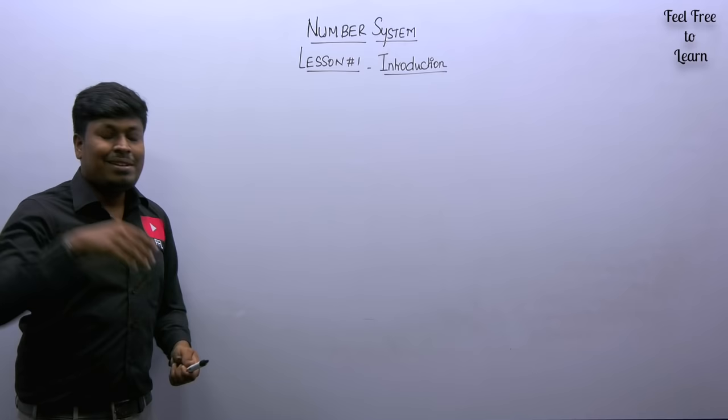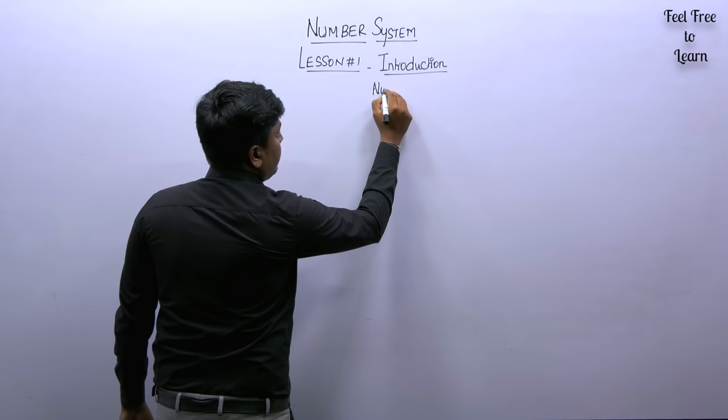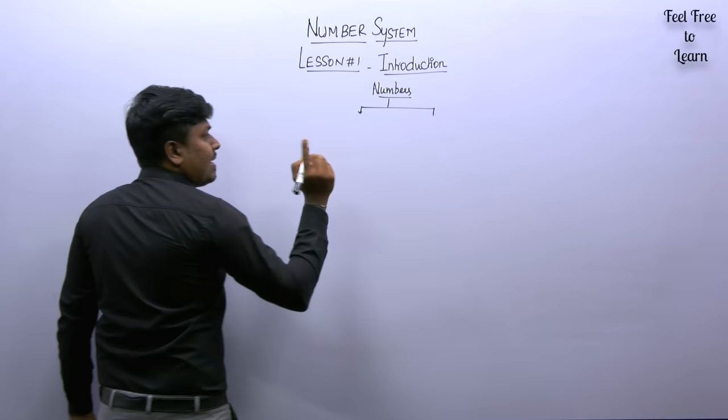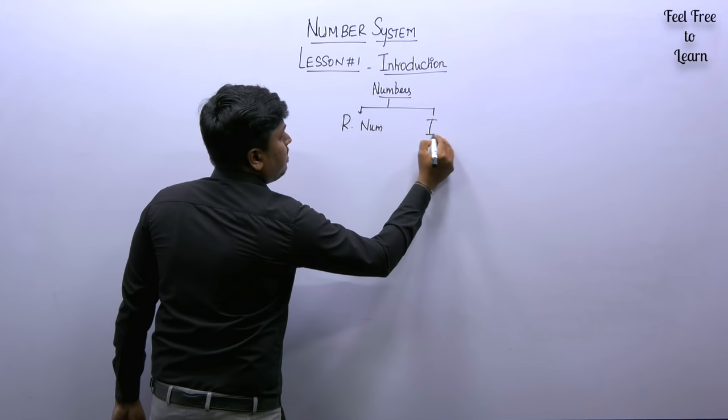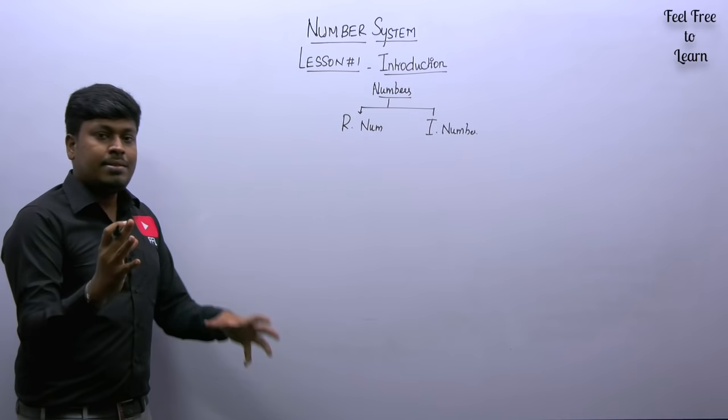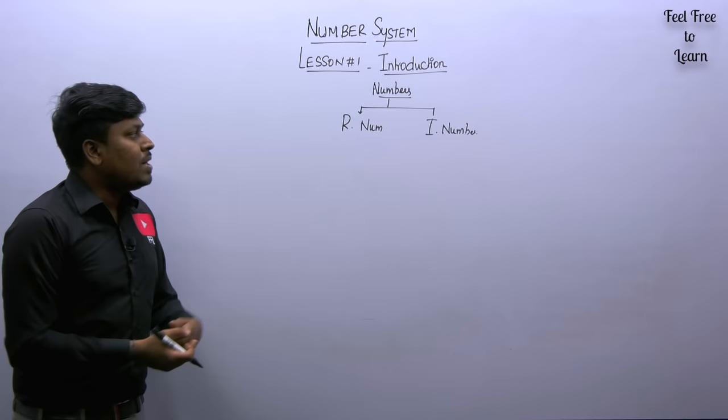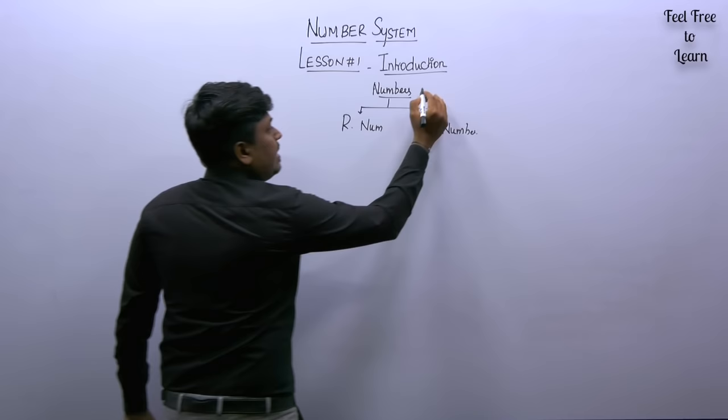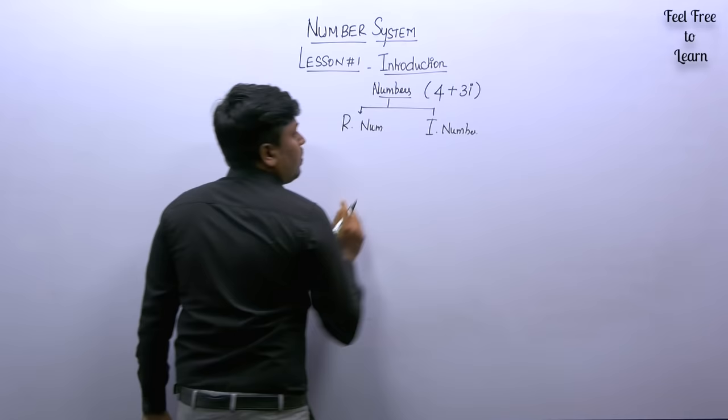It is easy. First, let me take numbers. Numbers are basically separated into two categories. Category number one is real numbers. Category number two is imaginary numbers. So numbers are separated into two parts: one is real numbers and the second is imaginary numbers. First you need to know what a real number is and what an imaginary number is. Let me take an example: 4 plus 3i.